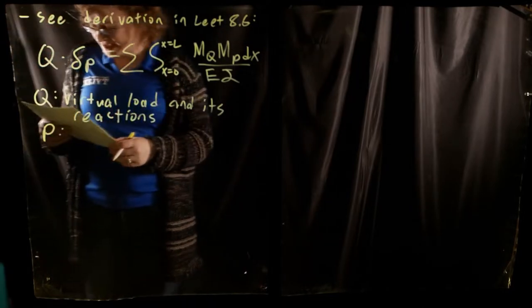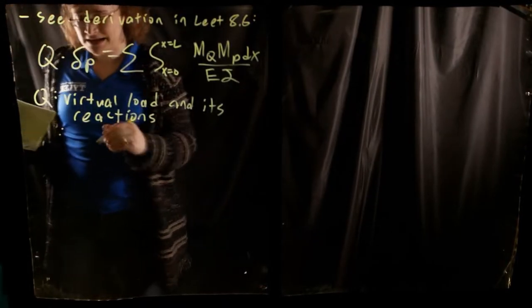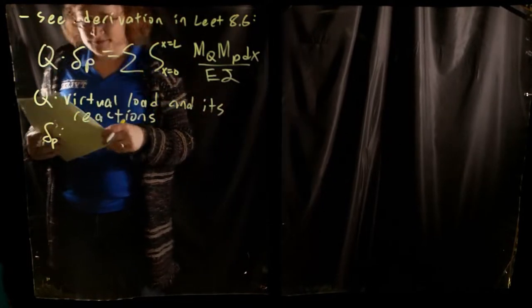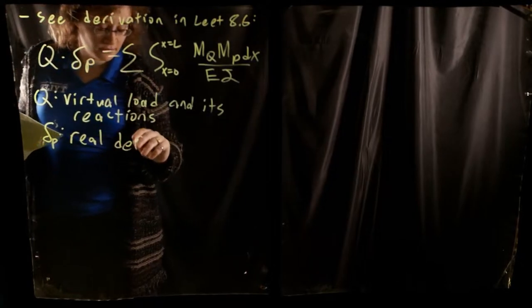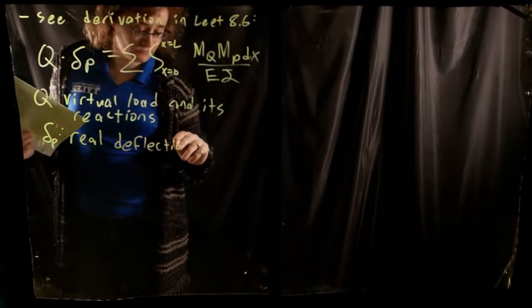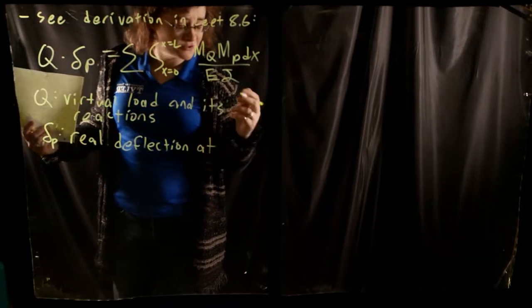Then we're going to have P. I'll just go in order of what's on the board here. Delta P is going to be the real deflection at the location of the virtual load.